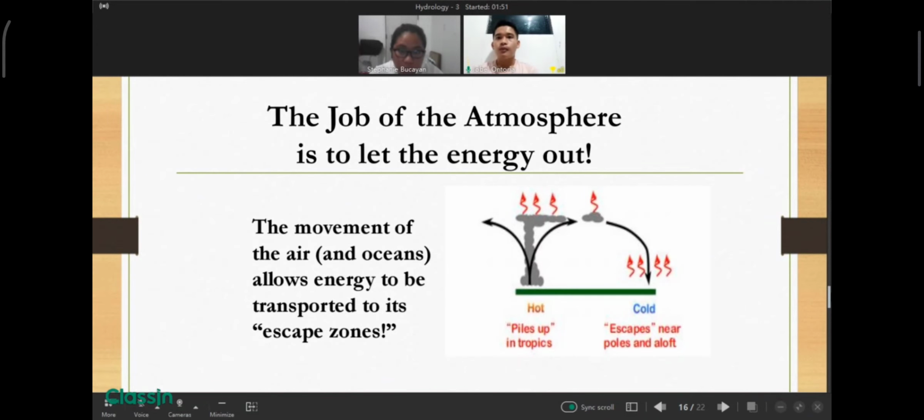The job of the atmosphere is to let the energy out. The movement of the air and the oceans allows energy to be transported to its escape zone. So, makita natin dito sa picture or sa example na merong hot and cold. So, yung hot is piles up in the tropics and the cold escapes near the poles. Ayan. Next.